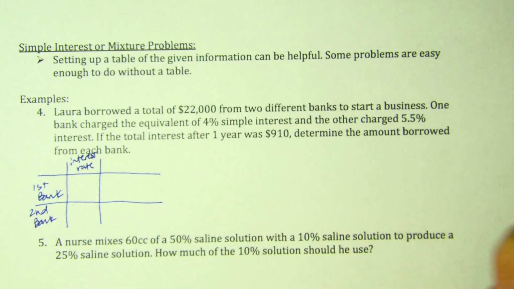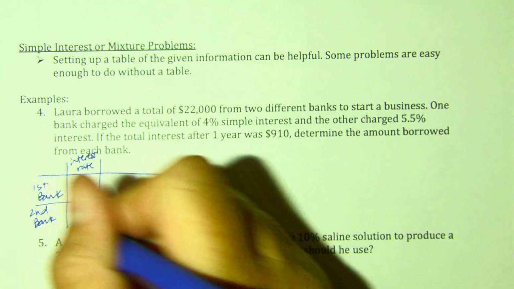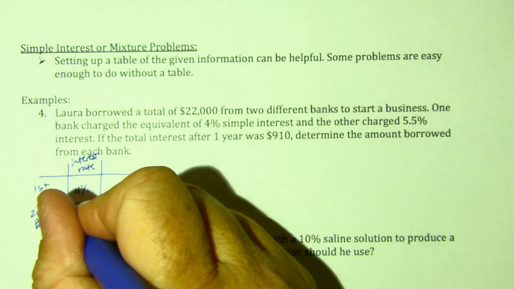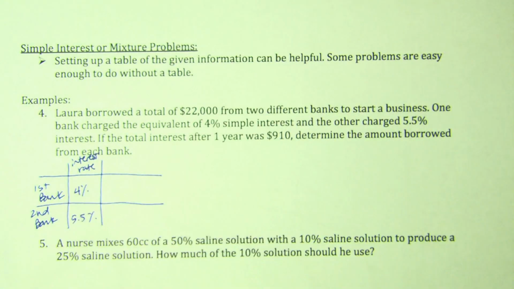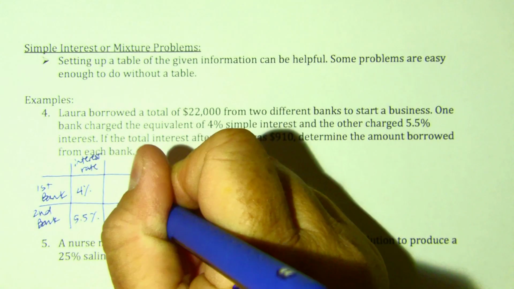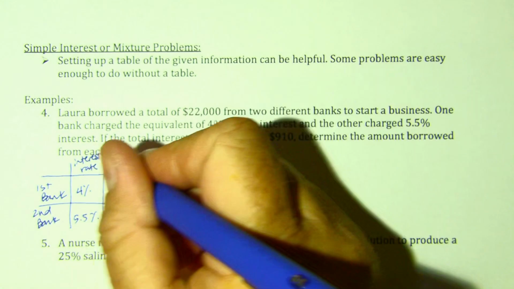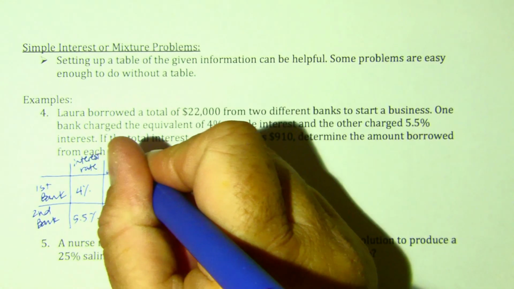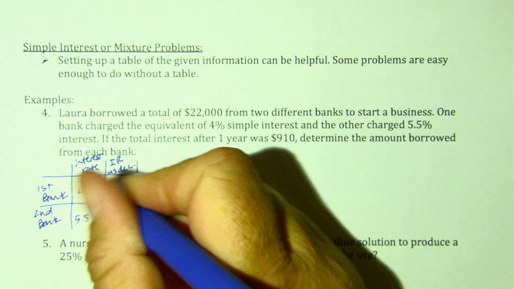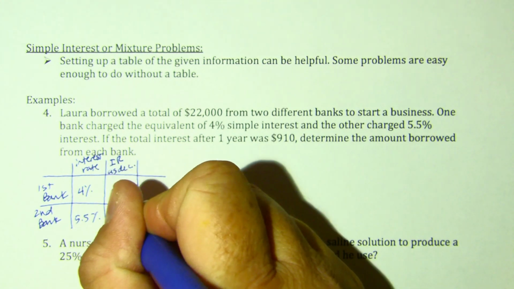So the first one charged a 4% interest rate, and the second one charged a 5.5% interest rate. Let's go ahead and write those as a decimal. So I'm going to write interest rate, IR, as a decimal. And that's going to be 0.04 and 0.055.